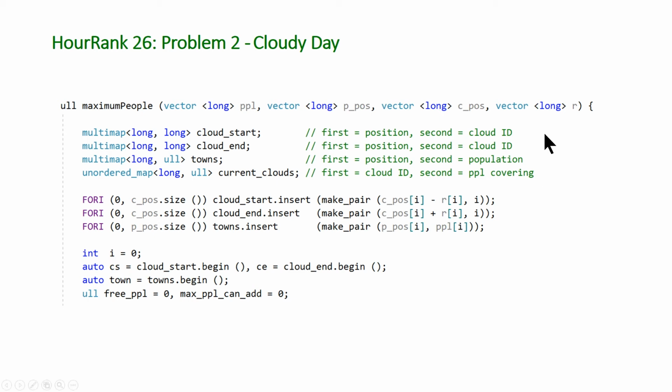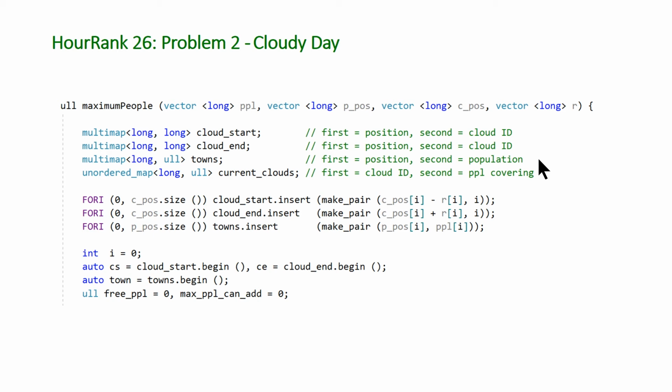And our multi-maps are basically for sorting our positions. So they're for sorting our towns and the start and end of our clouds. And so for the cloud, the value in our map is going to be the ID of the cloud. And for our towns, the value is going to be the population. And I should note that if you haven't seen a multi-map before, it's exactly the same as a map. The only difference is that you can have multiple keys of the same value. Their interfaces are roughly the same.